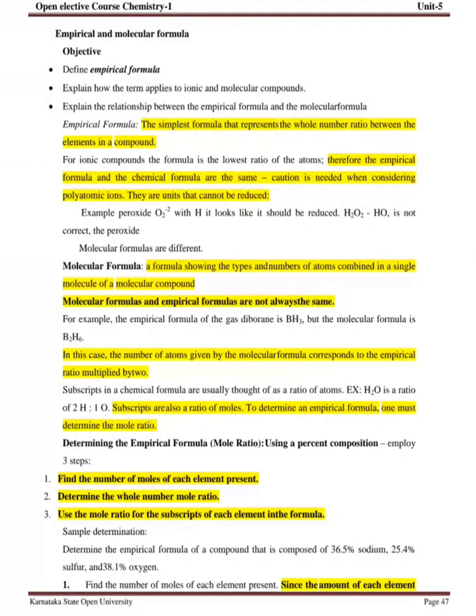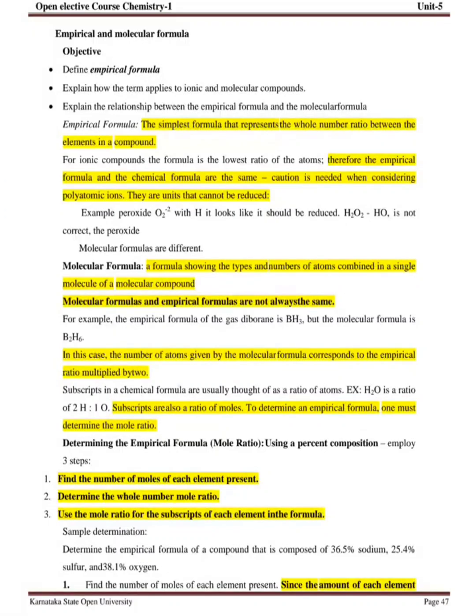So the first topic is empirical formula. What is empirical formula? Empirical formula is the simplest ratio of the number of different atoms present in it. First I will discuss both empirical and molecular formula, and you will get to know the difference. A molecular formula gives the actual number of each atom present in a molecule.